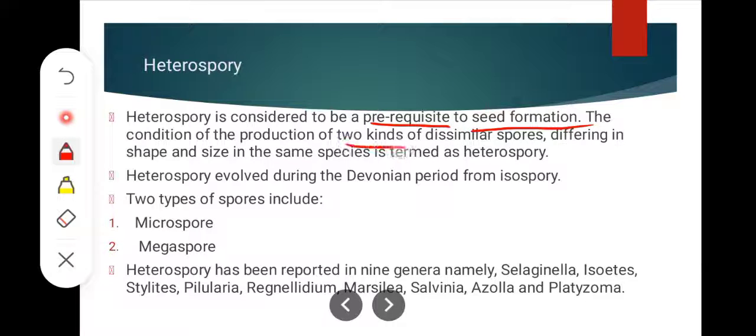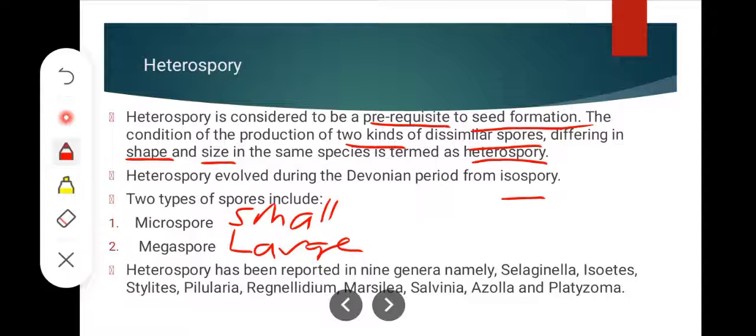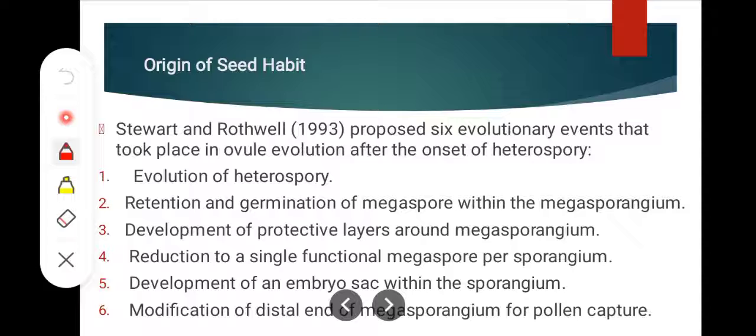Heterospory means two kinds of dissimilar spores, different in shape and size, within the same species. Heterospory evolved during the Devonian period from isospory. Isospory means same spores. So there are two types of spores: microspores and megaspores. Micro means small and mega means large. Heterospory is reported in nine genera, including Selaginella, Isoetes, Stylites, Azolla, Regnellidium, Marsilea, Salvinia, Pilularia, and Platyzoma.